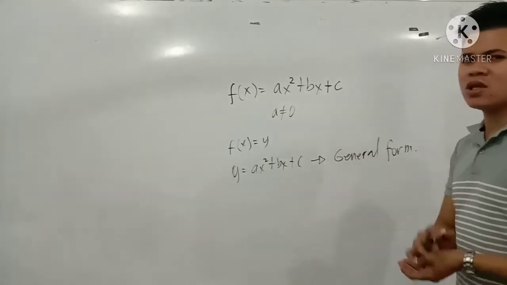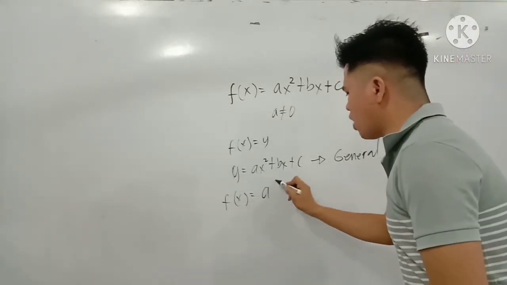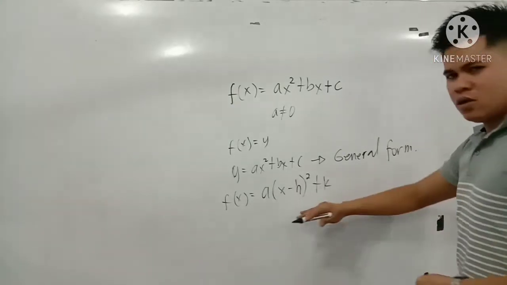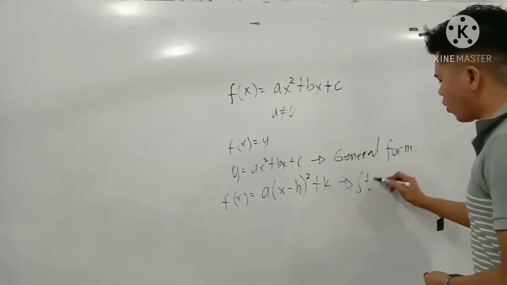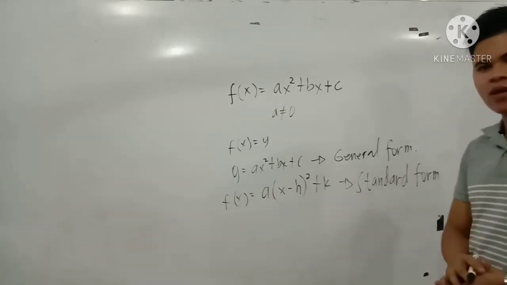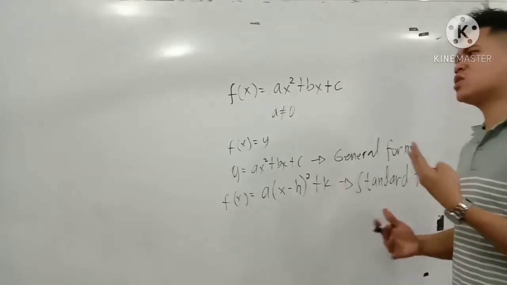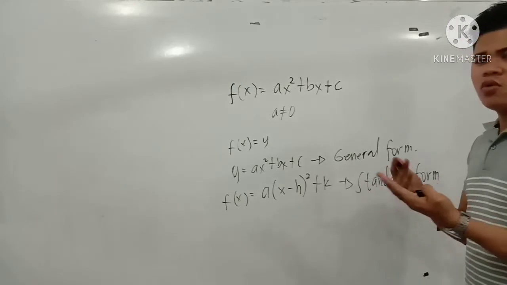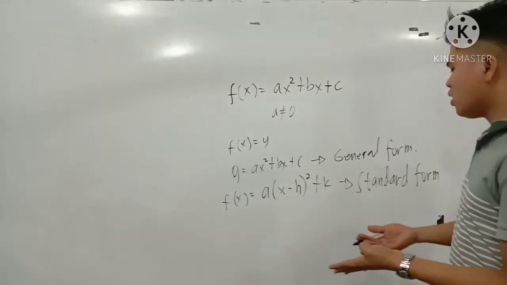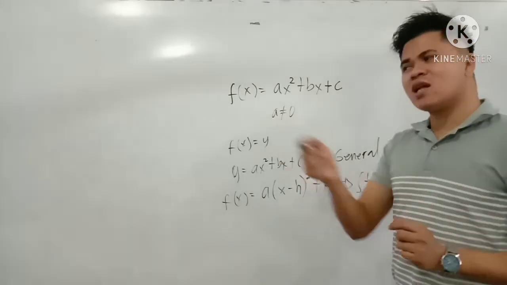Then, the quadratic function can also be written in the form of f of x is equal to a times the quantity of x minus h squared plus k. This is what we call the standard form of the equation of the quadratic function. So later on, I will give you some examples of how to rewrite the general form into standard form or vice versa, meaning from standard to general. So without further ado, let's study this given example.